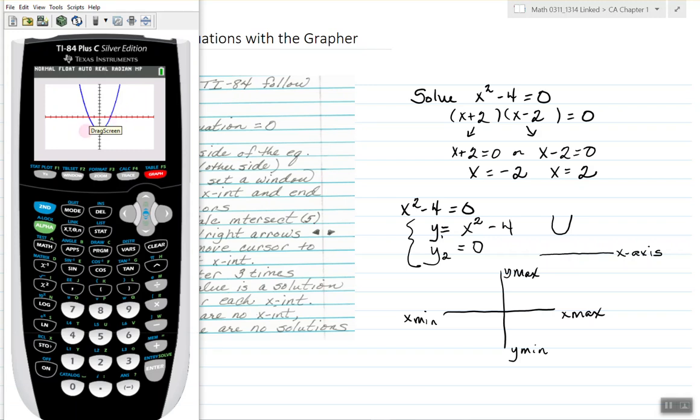All of the calculation that you can use is the second of the trace key, which says calc. So if I push the second and then the trace key, that will activate calc. It says, what do you want to calculate? I'm going to go down till it's highlighted. I'm going to choose number 5, intersect.